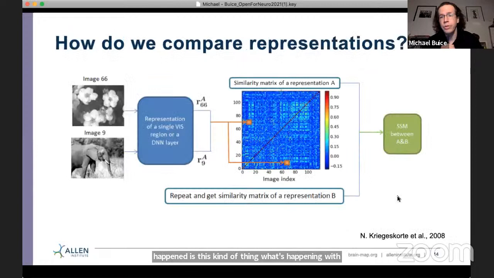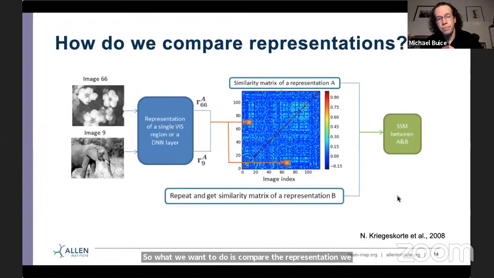So what we want to do is compare the representation we get in something like VGG16 to the representations, meaning the population responses, that we get in the Allen Brain Observatory. And the way we're going to do that is use what's called a similarity matrix analysis.